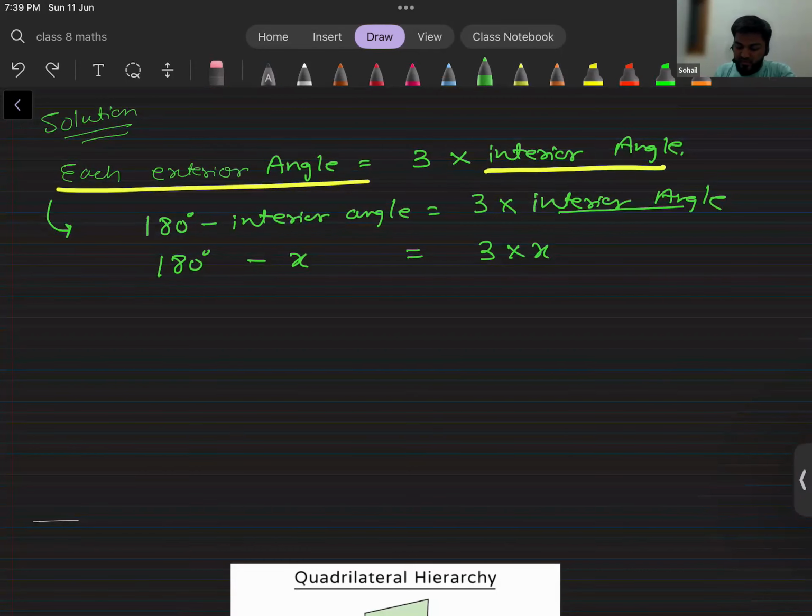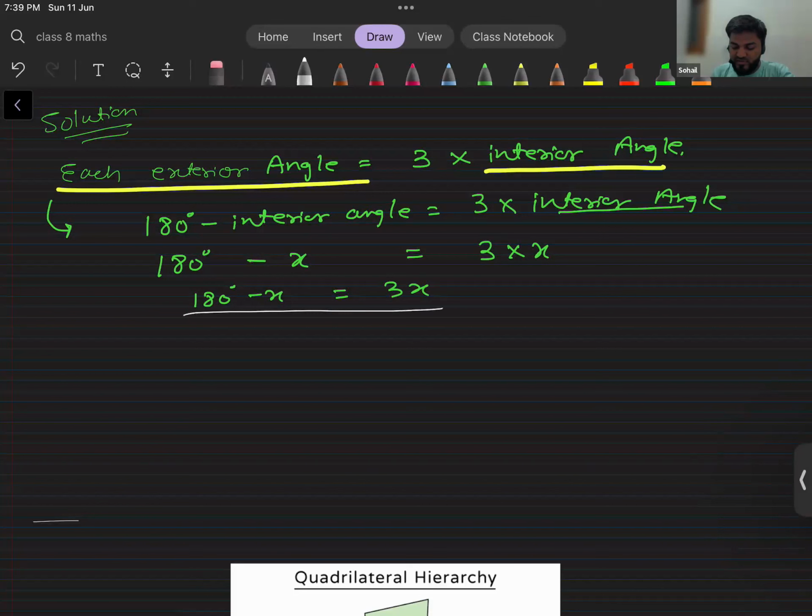So 180 degrees minus x is equal to 3x. Now from here you guys can solve this. Write your answers in the chat box. I'm not going to do further; it's a simple calculation. You should be able to solve it. 180 minus 3x equals 3x. Find out the value of x here.